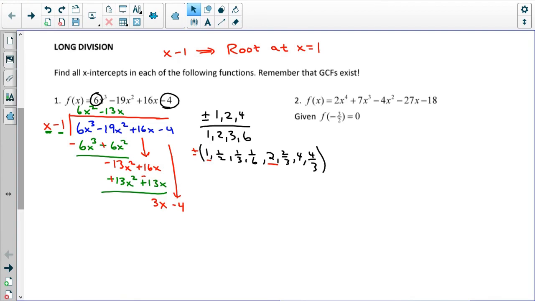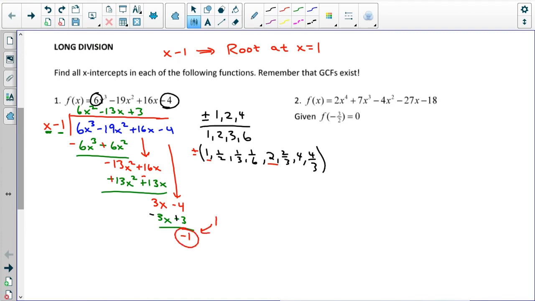So what I need to do here is find a number that multiplies by x to give me 3x. That number is 3. So 3 times x is 3x. 3 times negative 1 is negative 3. And then I have to change the signs in order to subtract. I get the 3x's going away, and then I'm left with negative 1. Negative 1 is not 0, so that is a remainder.